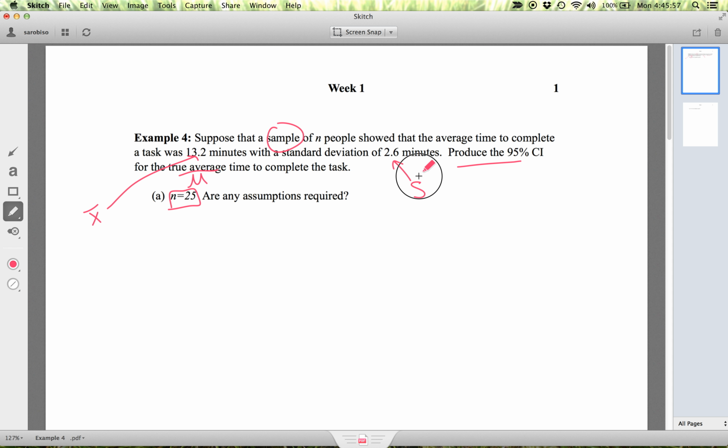Okay, we don't have sigma, we have S instead of sigma, therefore we should be using the t distribution. The only way that we can get away from using the t distribution if we have S and not sigma is that n needs to be really large. In this case, 25 is not that large, so we are trapped into using the t distribution.